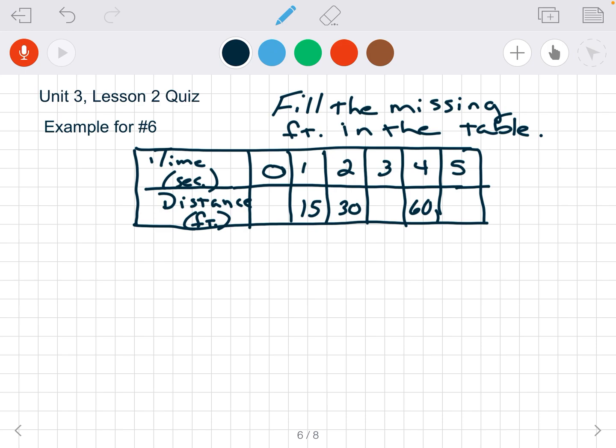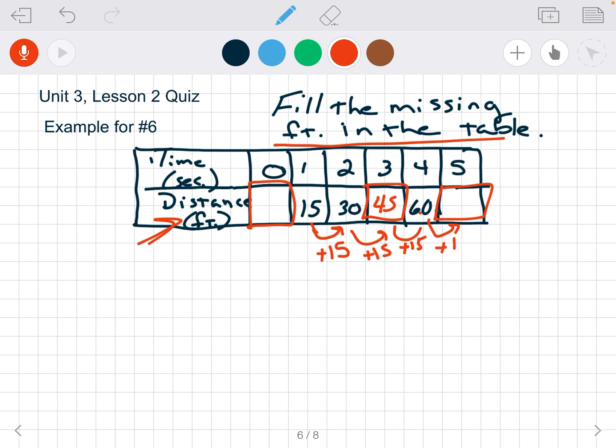Number 6, it's asking you to fill in the missing numbers in the table. So the first thing I'm looking at is the feet. I'm missing a blank with the 0, a number with the 3, and a number with the 5. So how you do this is you look at the bottom numbers. How does 15 go to 30? Well, that's plus 15. I'm not sure how I go to 60, but what if I add 15 here? That would be 30 plus 15 is 45. If I add 15 to 45, does that give me 60? Yes. Okay, so I'm on the right track.